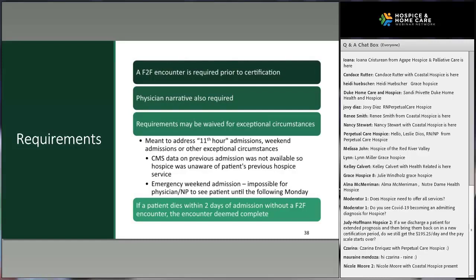So again, requirements. We talked about face-to-face. We talked about physician narrative. Requirements sometimes can be waived for exceptional circumstances. We do have those 11th hour admissions. You know, we get the call from the ER on a Friday night.